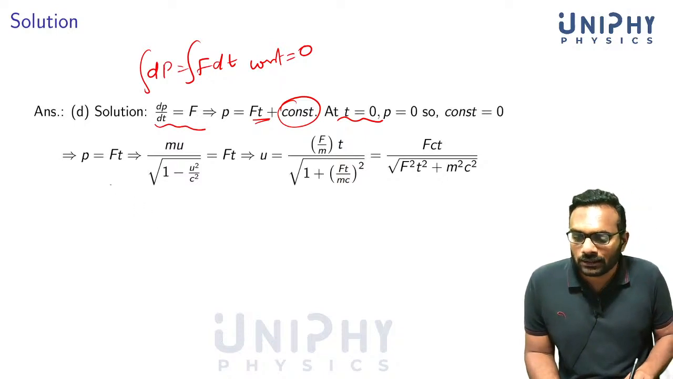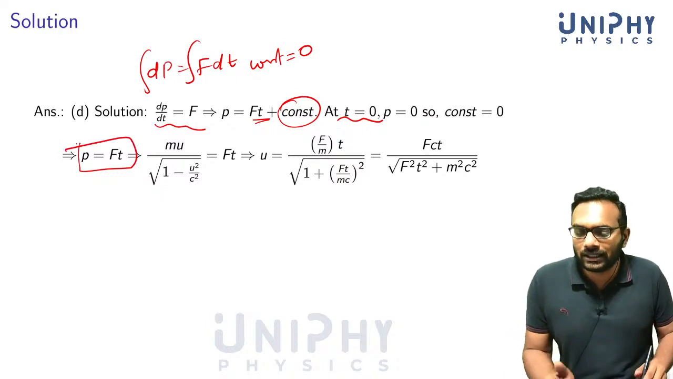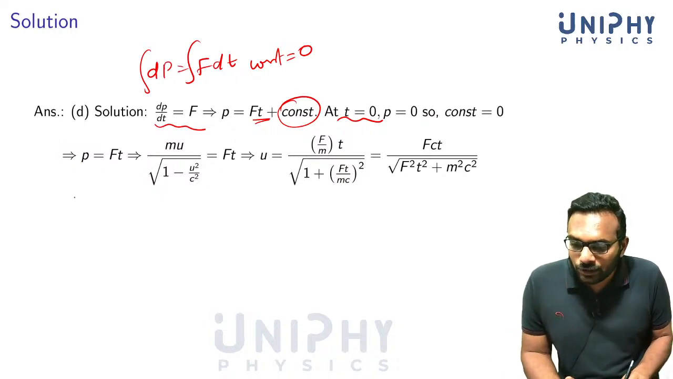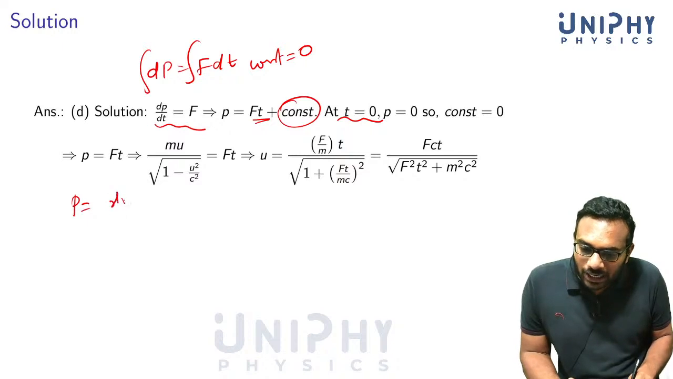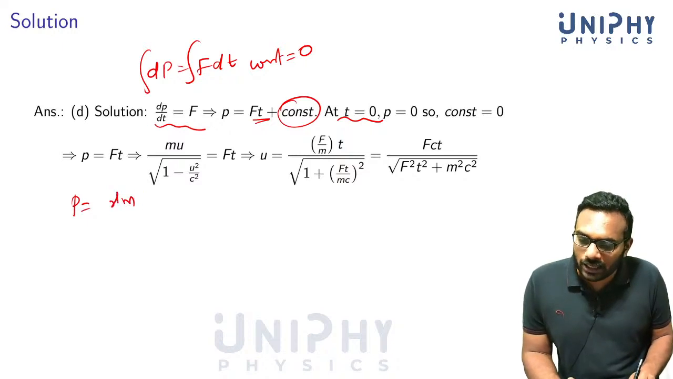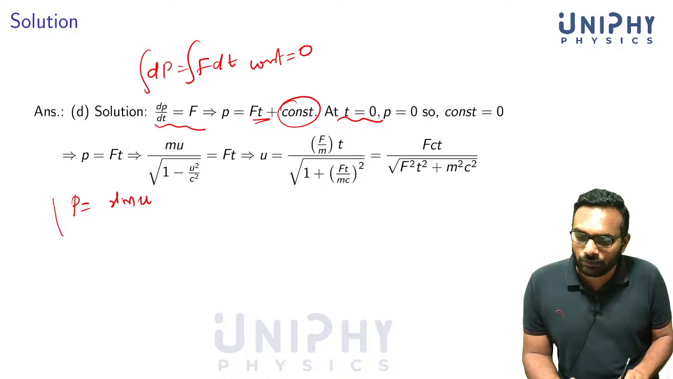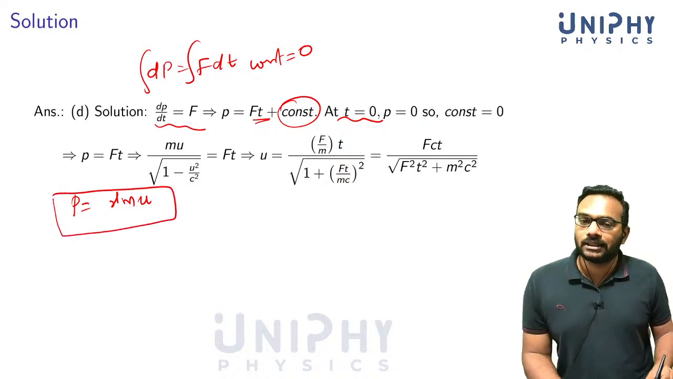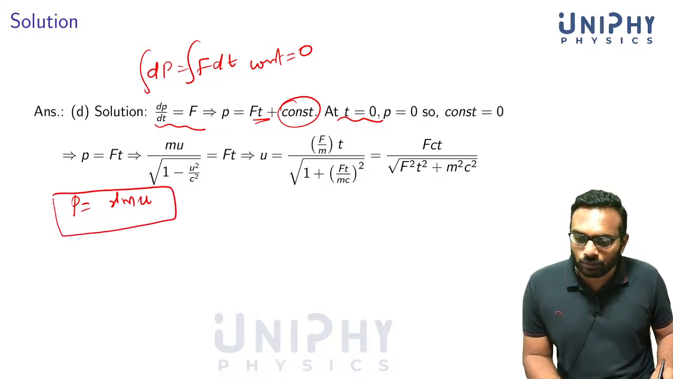And what do you get? Simply p is equal to Ft. We have solved it. We have integrated it. Now we know that p is equal to gamma mv, or gamma mu, for a relativistic particle. So that is mu by square root of 1 minus u square by c square. That's equal to Ft.